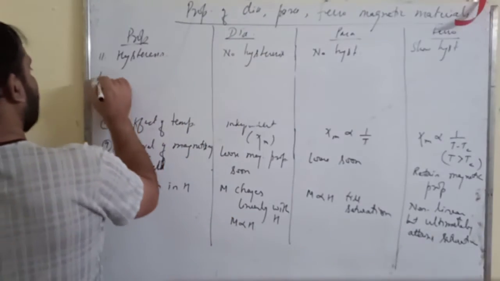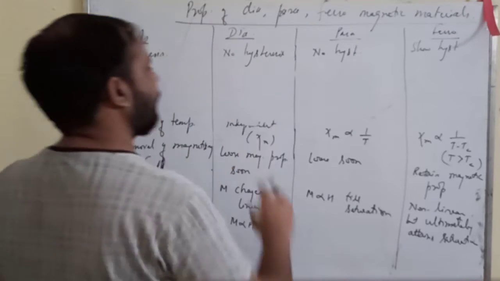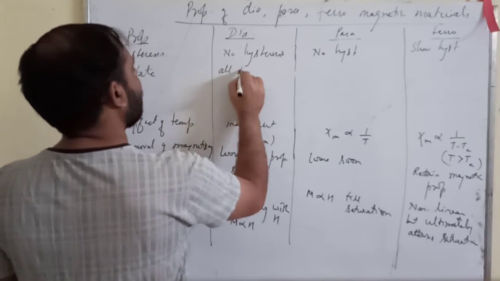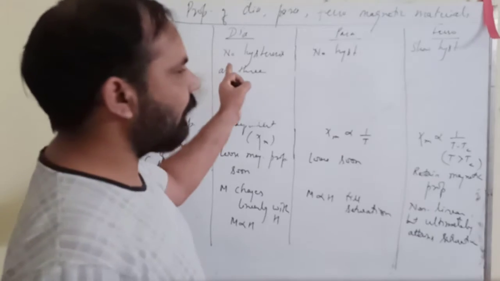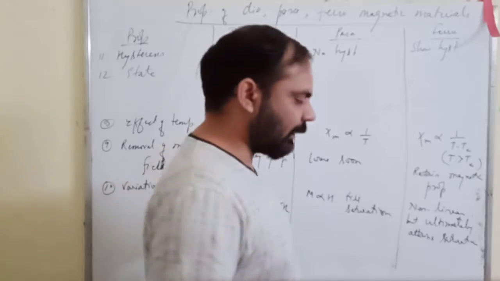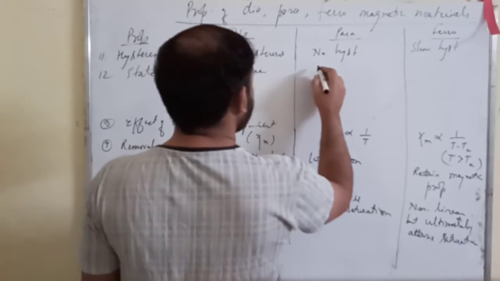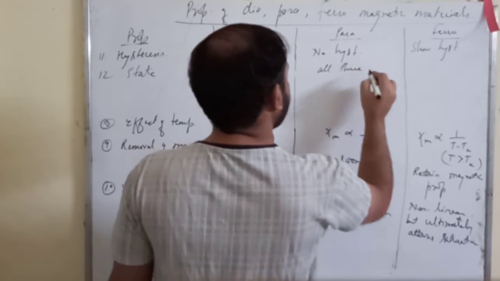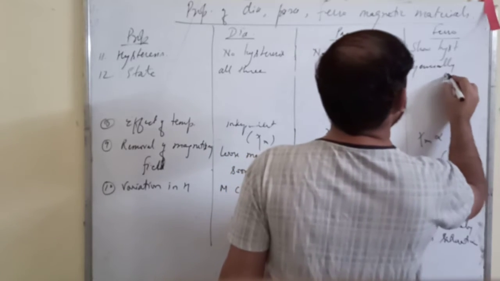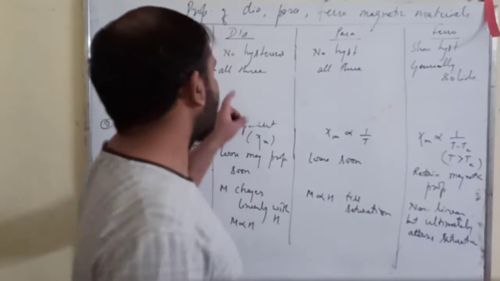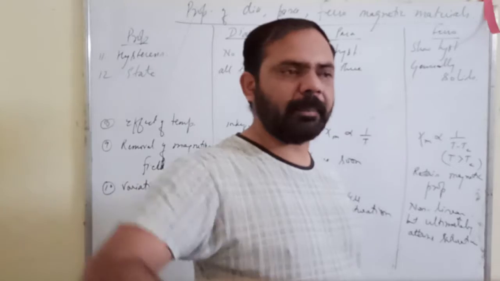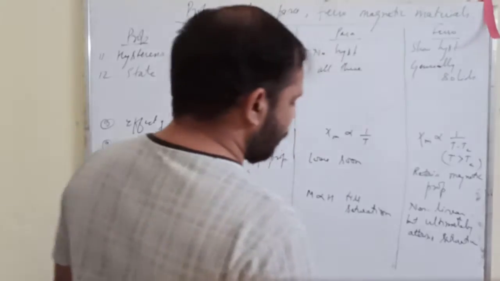Then next is in which state we find these materials, right? So they can be found in all the three states. All three states means solid, liquid or gas. We have diamagnetic materials in all the states, solid, liquid and gases. But they are generally solids. You can find diamagnetic materials in all the three states, paramagnetic also in all the three states, but ferromagnetic materials are generally found in solid state only.